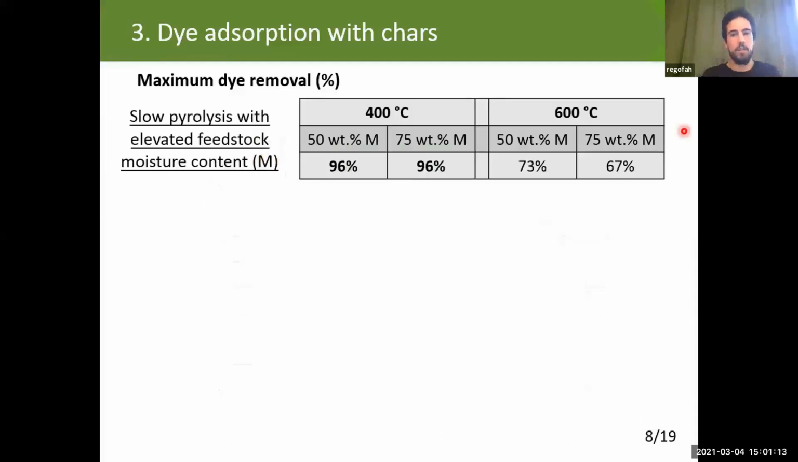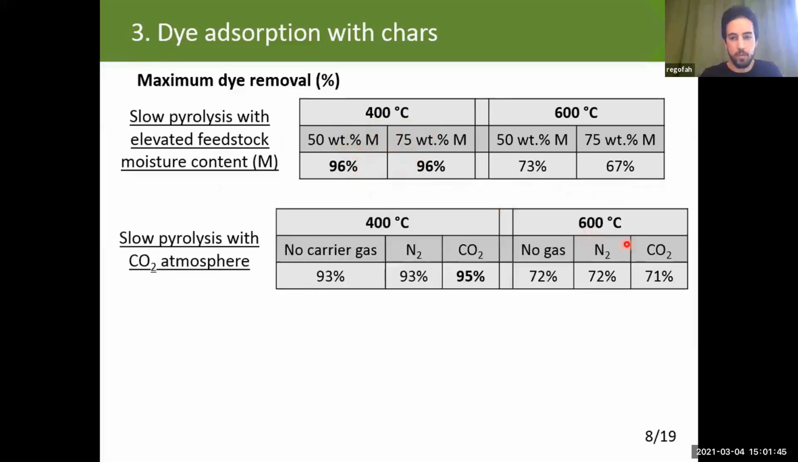So then I started testing the other chars I produced, the chars from the experiments with elevated feedstock moisture content. I saw the same trend with temperature. So the lowest temperature achieved the highest removal percentages, and the other ones were not as close to that one. But I saw no difference between the 2 different feedstock moisture contents. But still, the removal was good with these chars.